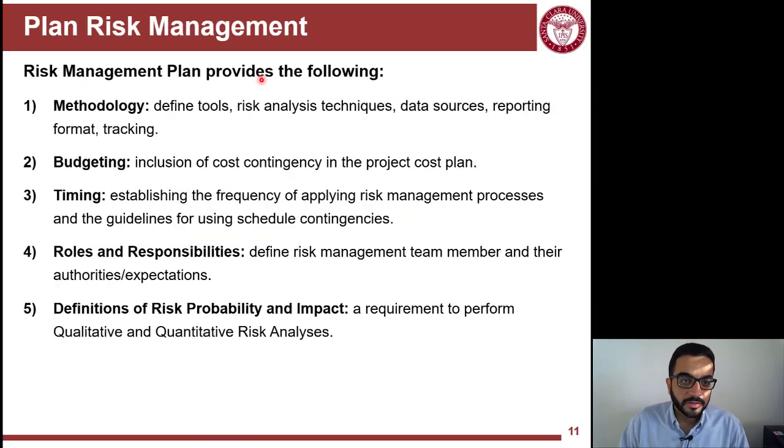The risk management plan, the first step, is just setting the playing field. So you define different terms, you budget for how much money you would like to invest in backup systems or redundancy, the timing when you do such planning and who's involved in that, the roles and responsibilities. And then the important thing is how you're going to assess the different risks, especially if you're going to do the risk analysis, qualitative or quantitative.